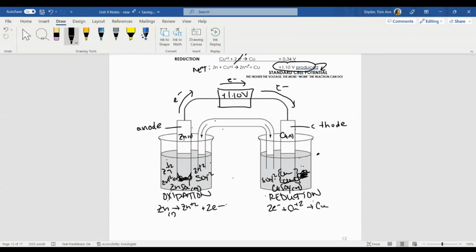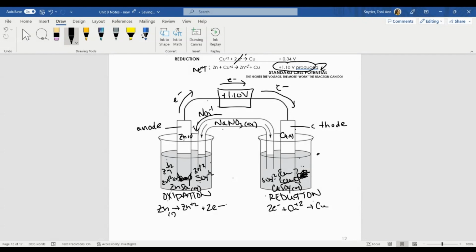So let's say I have my salt bridge, and we're going to say the salt bridge is just made up of sodium nitrate. In this direction, in my half cell that has the oxidation, I have a very large percentage of positively charged ions. So my nitrate from that salt bridge is going to travel into this beaker to help neutralize the charge.